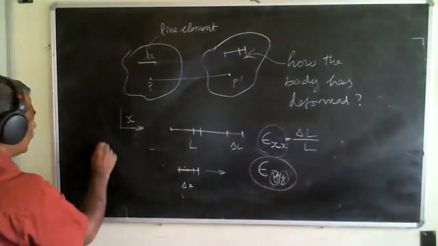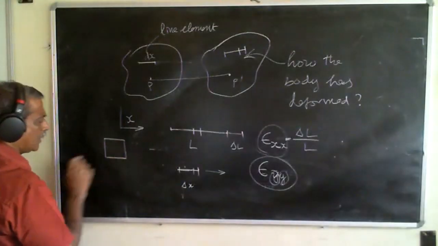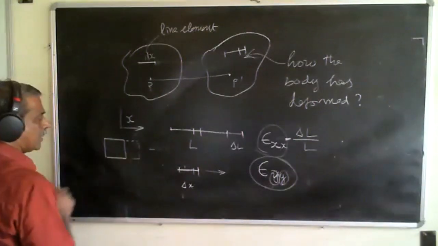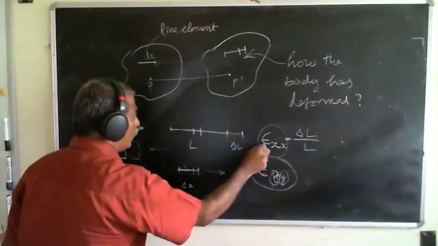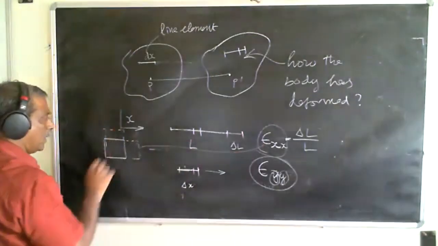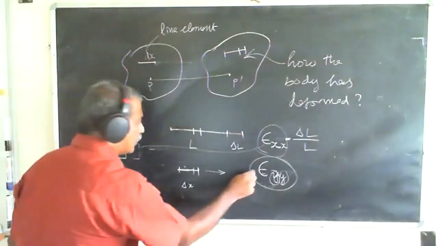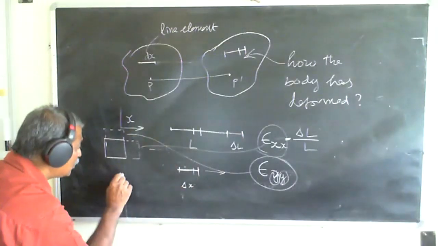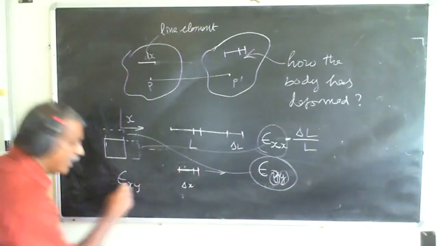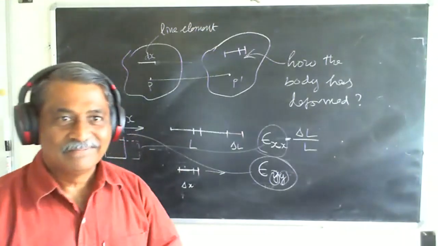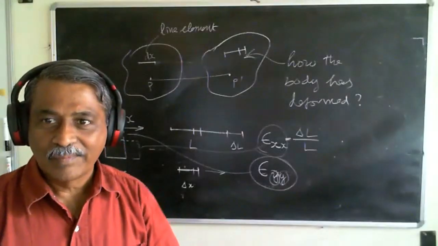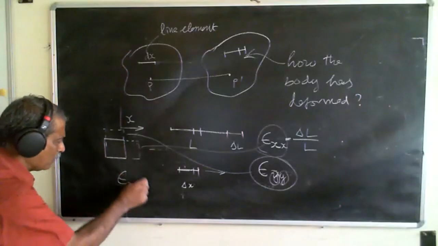In other words, if I have taken a rectangular box like this, the extension that happens in this direction will be connected to epsilon XX. The extension that happens in the y direction like this is connected to epsilon YY. But there is also epsilon XY, if I have to extrapolate. What shall I do? Epsilon XY, what shall I do?